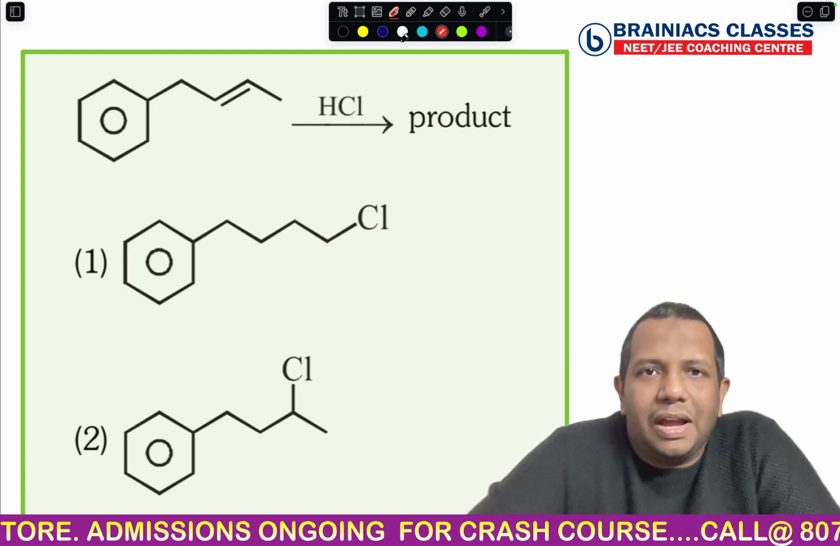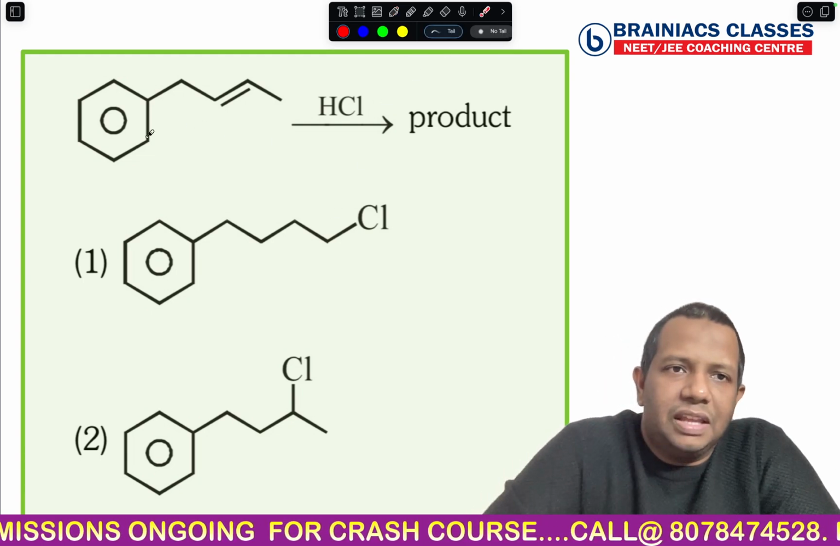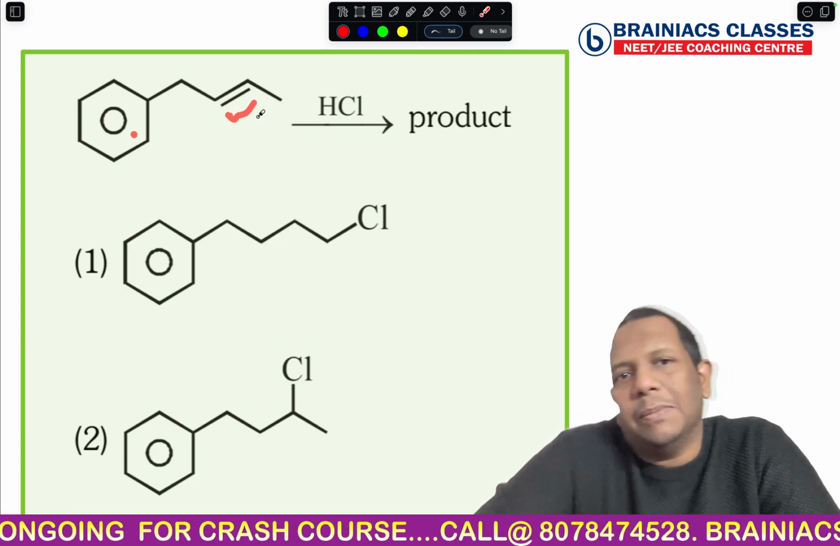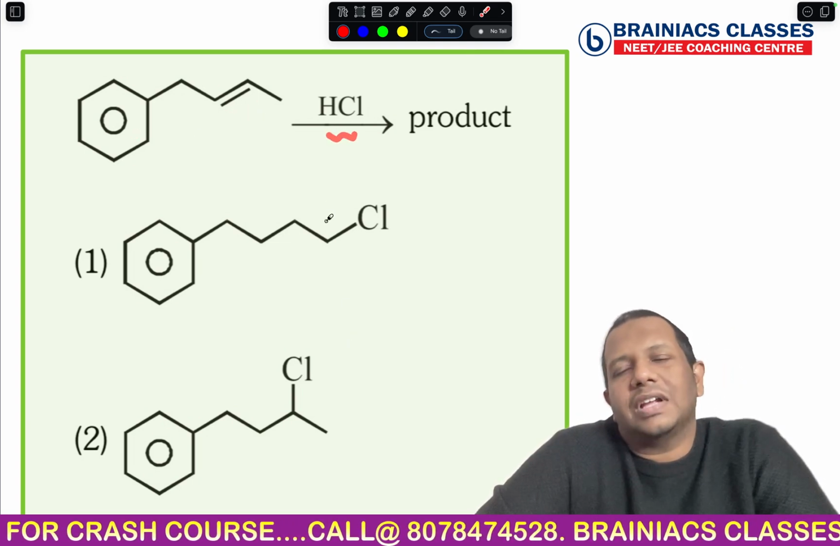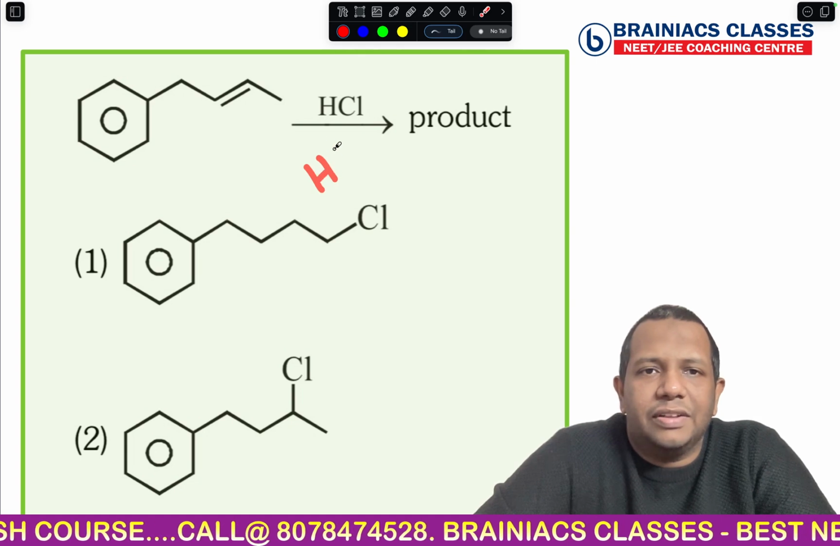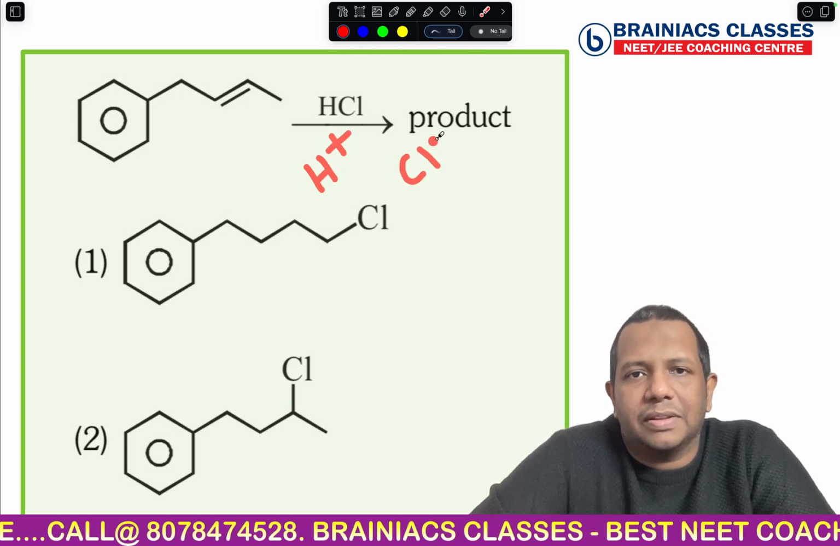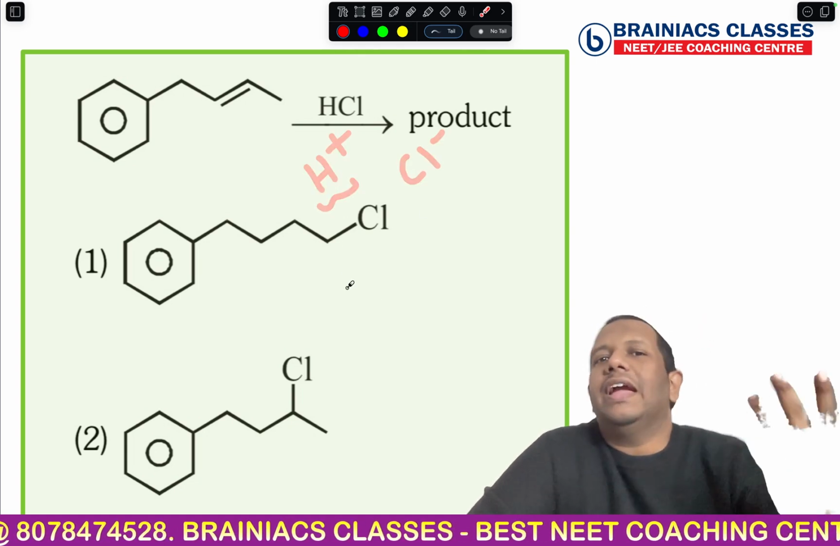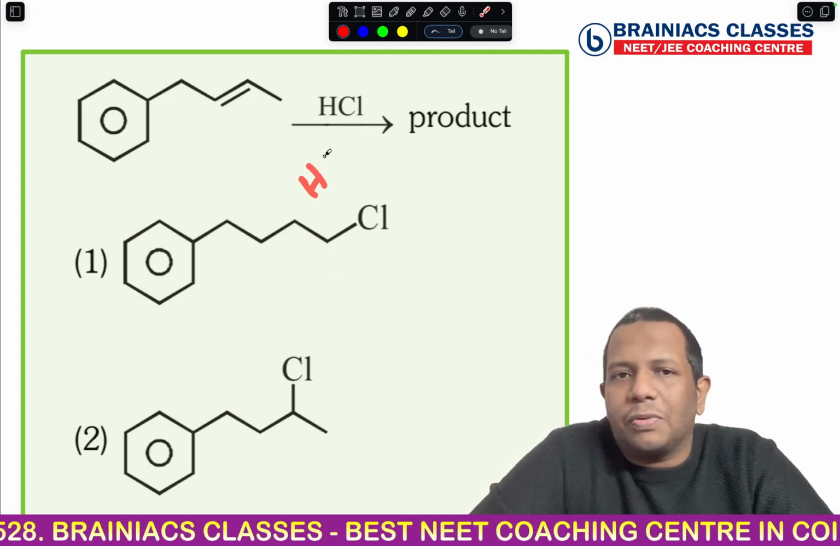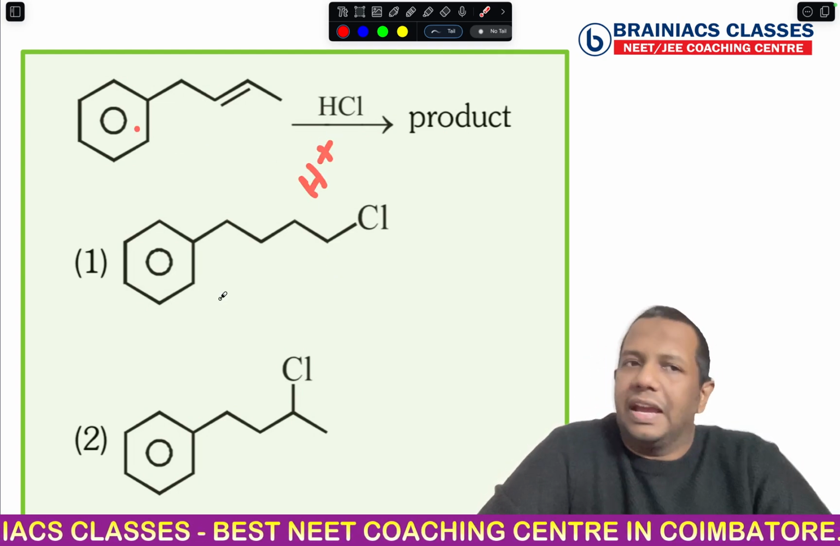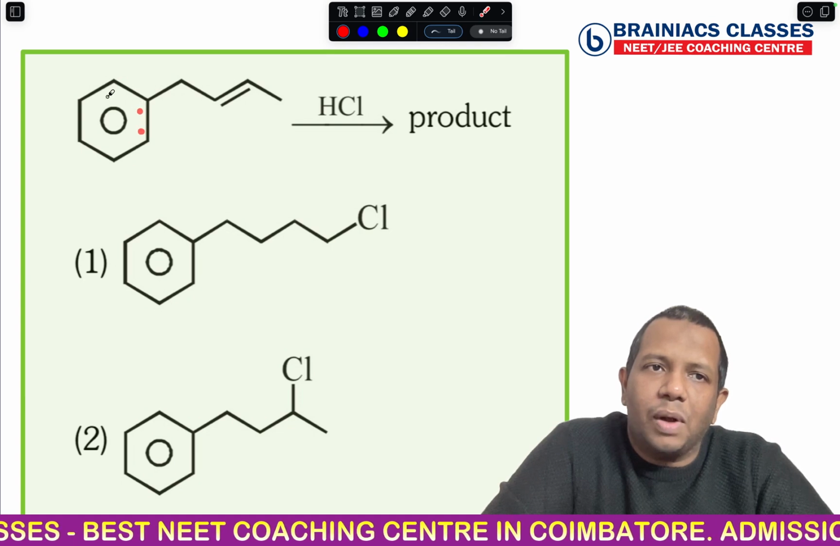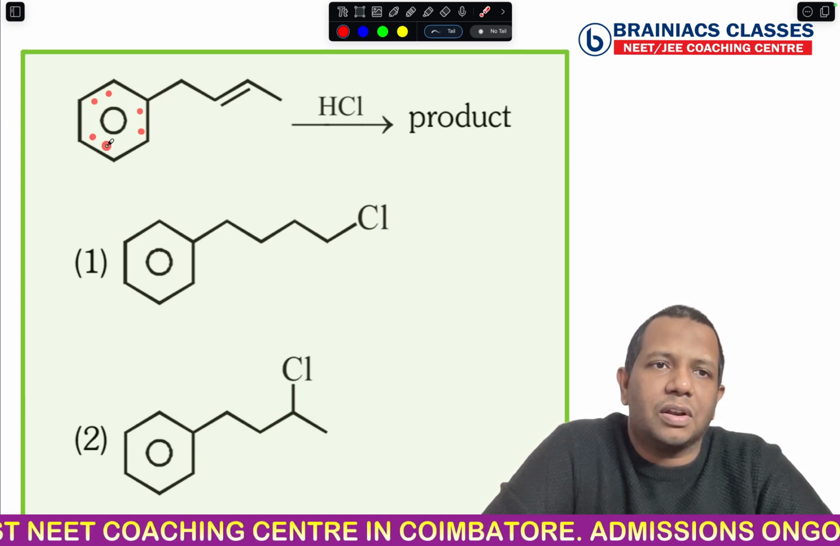Okay, now you have here a compound, benzene, along with a side chain containing a pi bond. You have HCl. I can easily say HCl will undergo ionization and form H plus and Cl minus. We know this is the electrophile. Again the question comes, sir, whether this electrophile can attack the benzene. Again the same answer: benzene will not undergo addition.